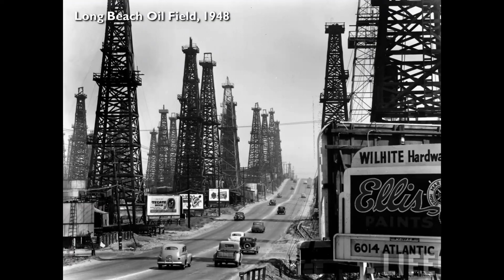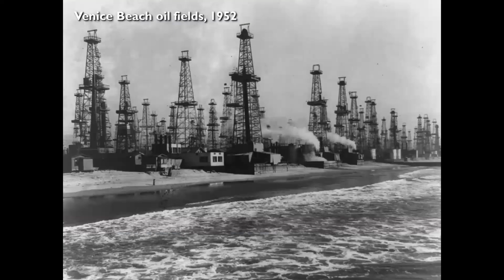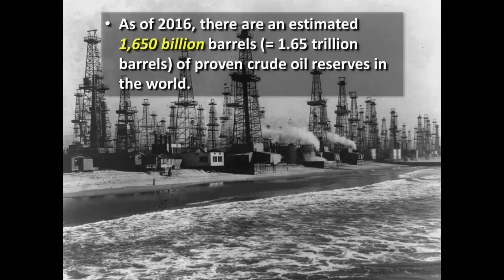But this is what it looked like back then in Long Beach. And for those of you who visited Venice Beach, this is what it looked like as recently as 1952. So there's oil all over Southern California. Now, in terms of global oil, as of 2016, the same year as what I gave you for coal, there are an estimated 1.65 trillion barrels of proven crude oil reserves in the world. I'm going to come back to that point.